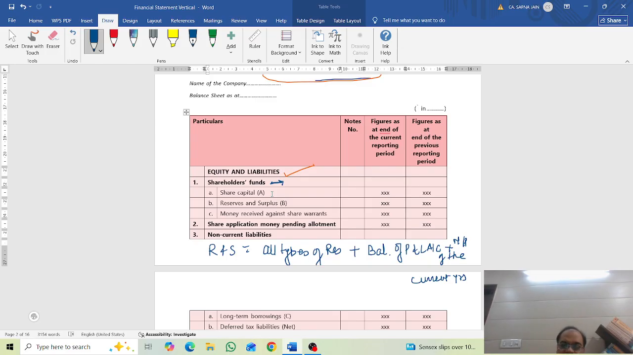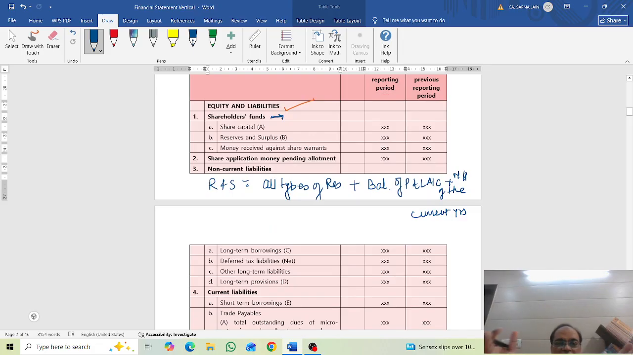And the third one is the non-current liability. The liability is divided into two parts. Number first is the non-current liability, and number second is the current liability. Or we can say long-term liability as well as short-term liability. Non-current liability is a long-term liability, and current liability is a short-term liability. Now, how to classify it? Whether a liability is a long-term liability or a short-term liability, a non-current liability or a current liability.